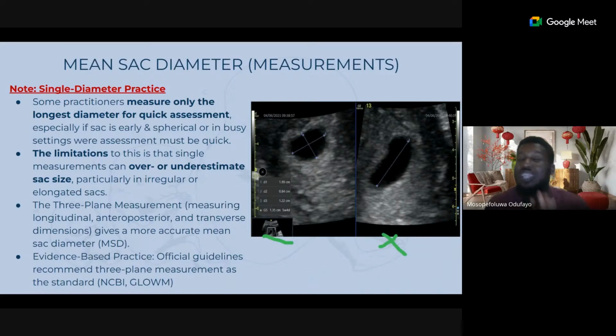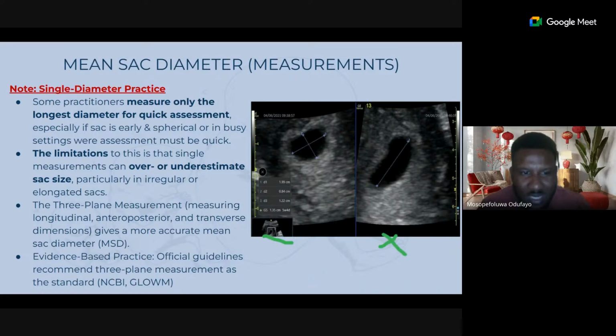Or probably if you are in a very busy setting where you are seeing 60 to 70 clients per day, trust me, there are places like that, or even up to 100, and then you cannot afford to take all of the dimensions. Is that okay? Then you will now be taking one diameter, but there is a limitation to it.